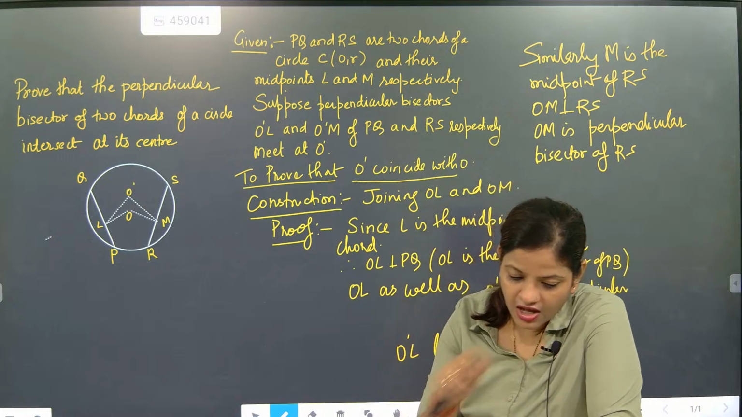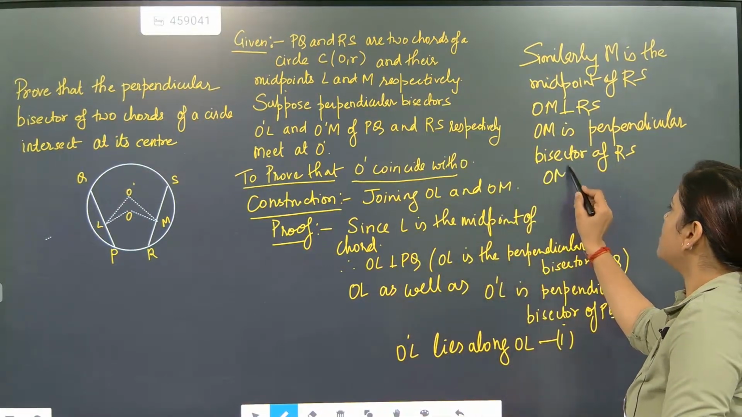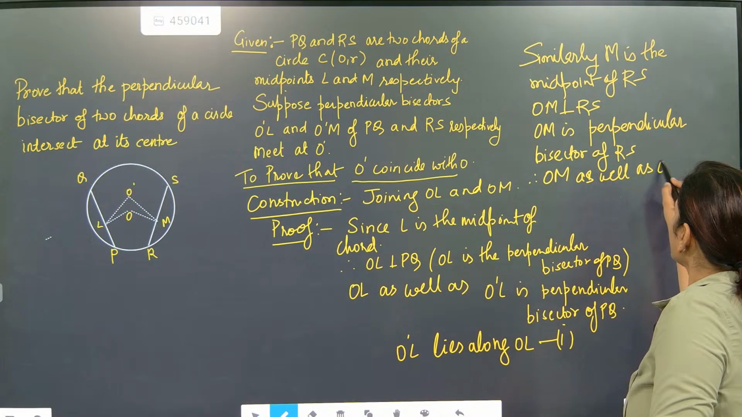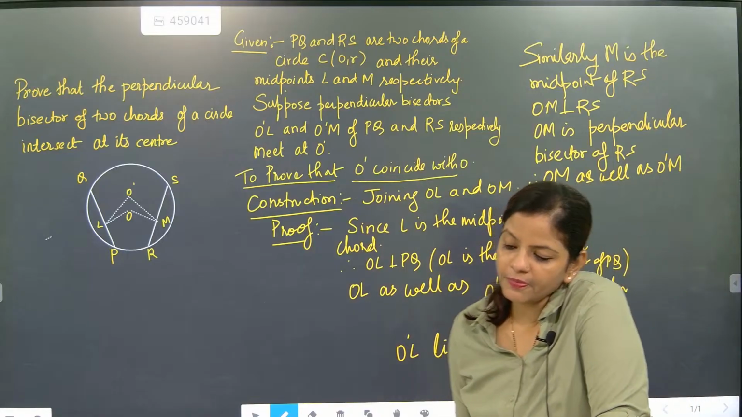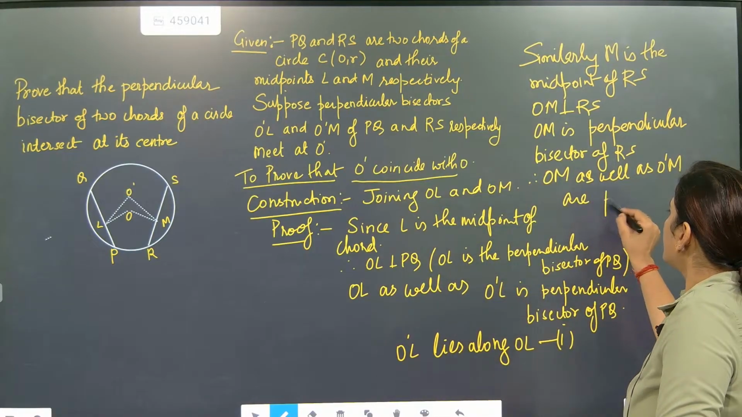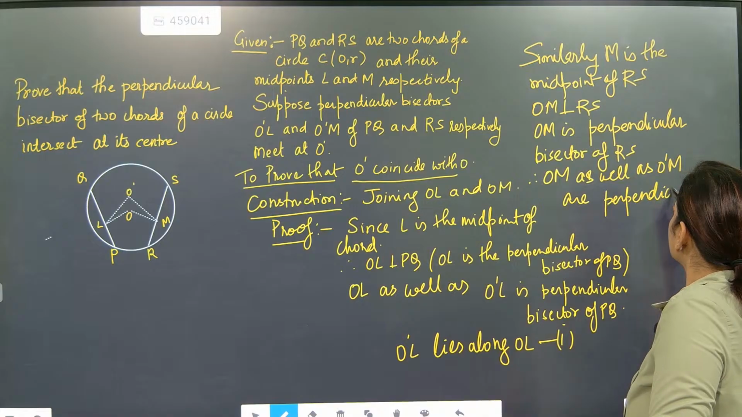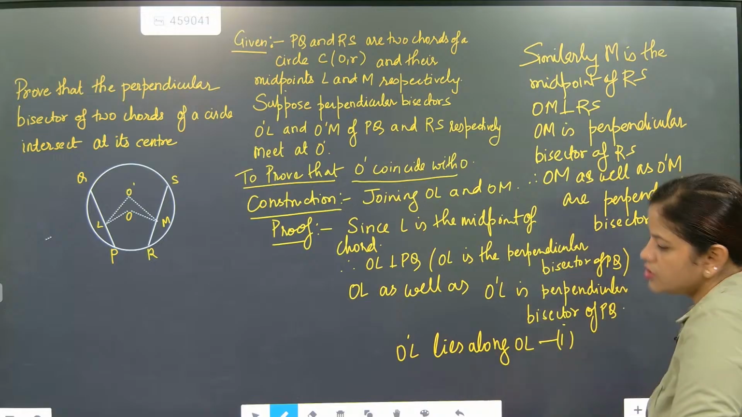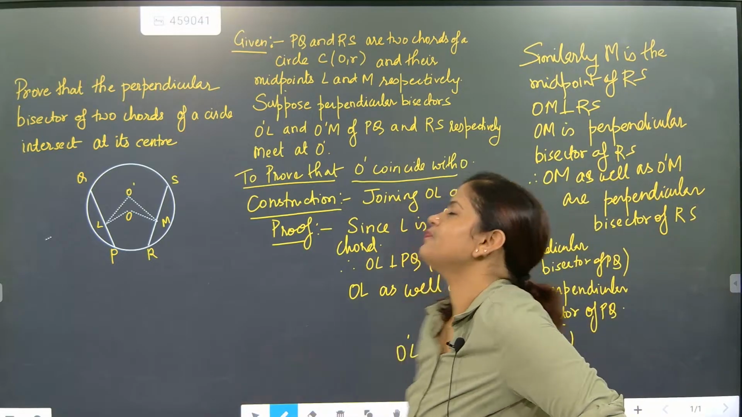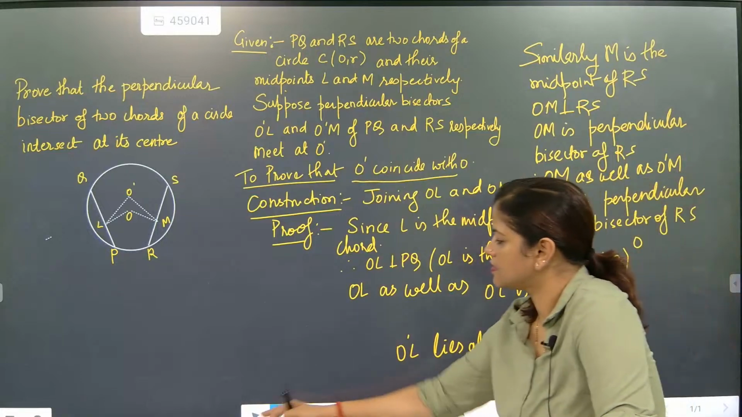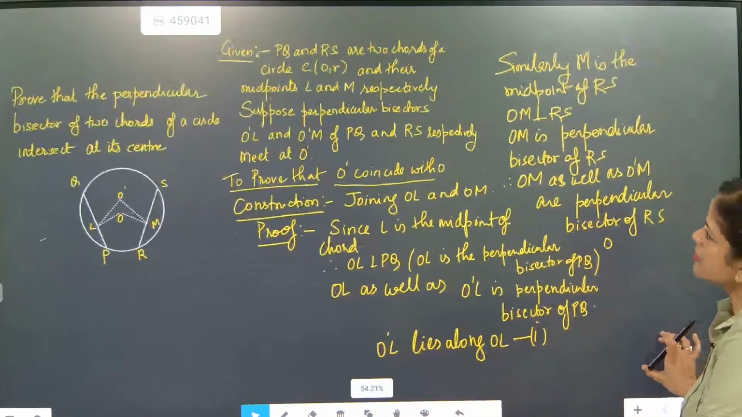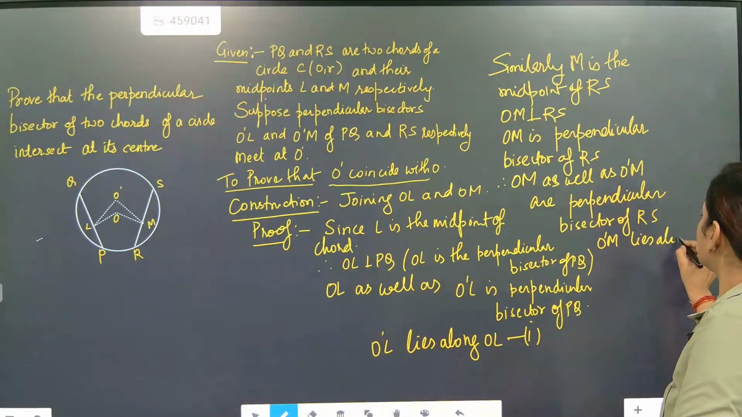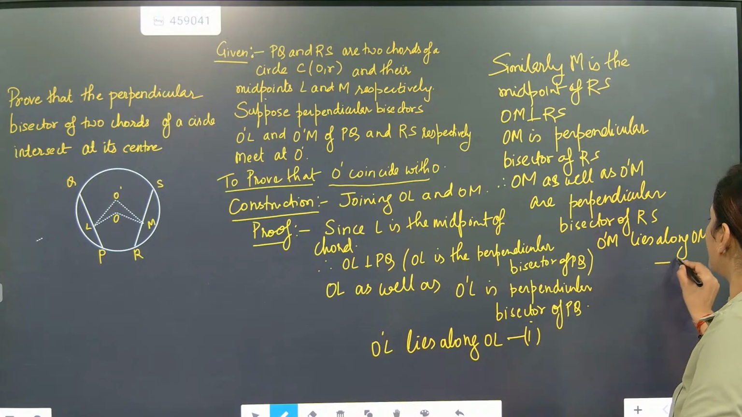Therefore OM as well as O dash M are perpendicular bisectors of RS. So both are perpendicular bisectors of RS. That means O dash M lies along OM. This is equation 2.